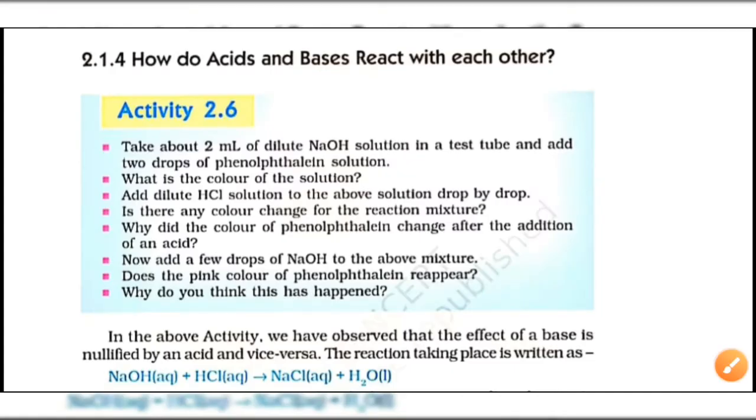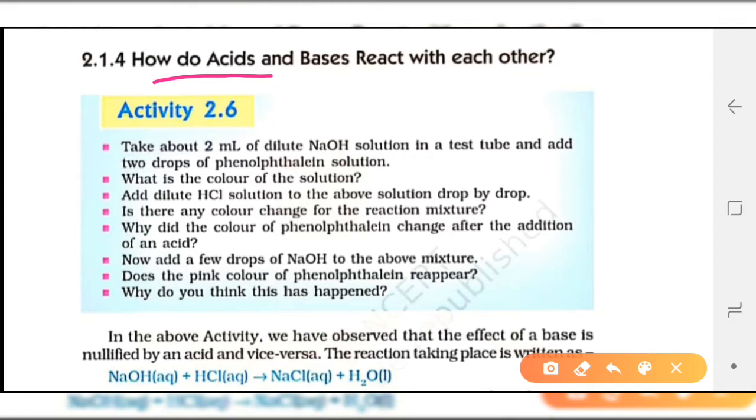Hello students, today you are going to learn a new point from the lesson Acids, Bases and Salts from class 10th. The point is how do acids and bases react with each other. Here is a small activity, 2.6.